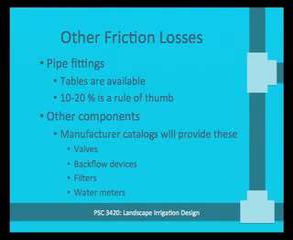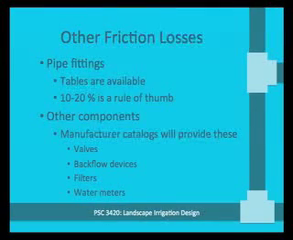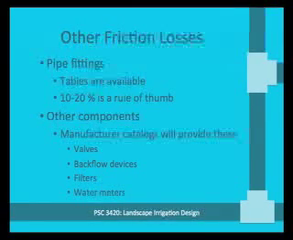And then of course the other components as well. So the way you find out what friction losses are for those other components is to go through manufacturer catalogs or specifications that might accompany those other components. So valves will have information about how much friction loss you can expect. Same with backflow devices, filters, and so on. And your textbook even has some general charts that address the amount of friction loss you're going to see in those particular components.